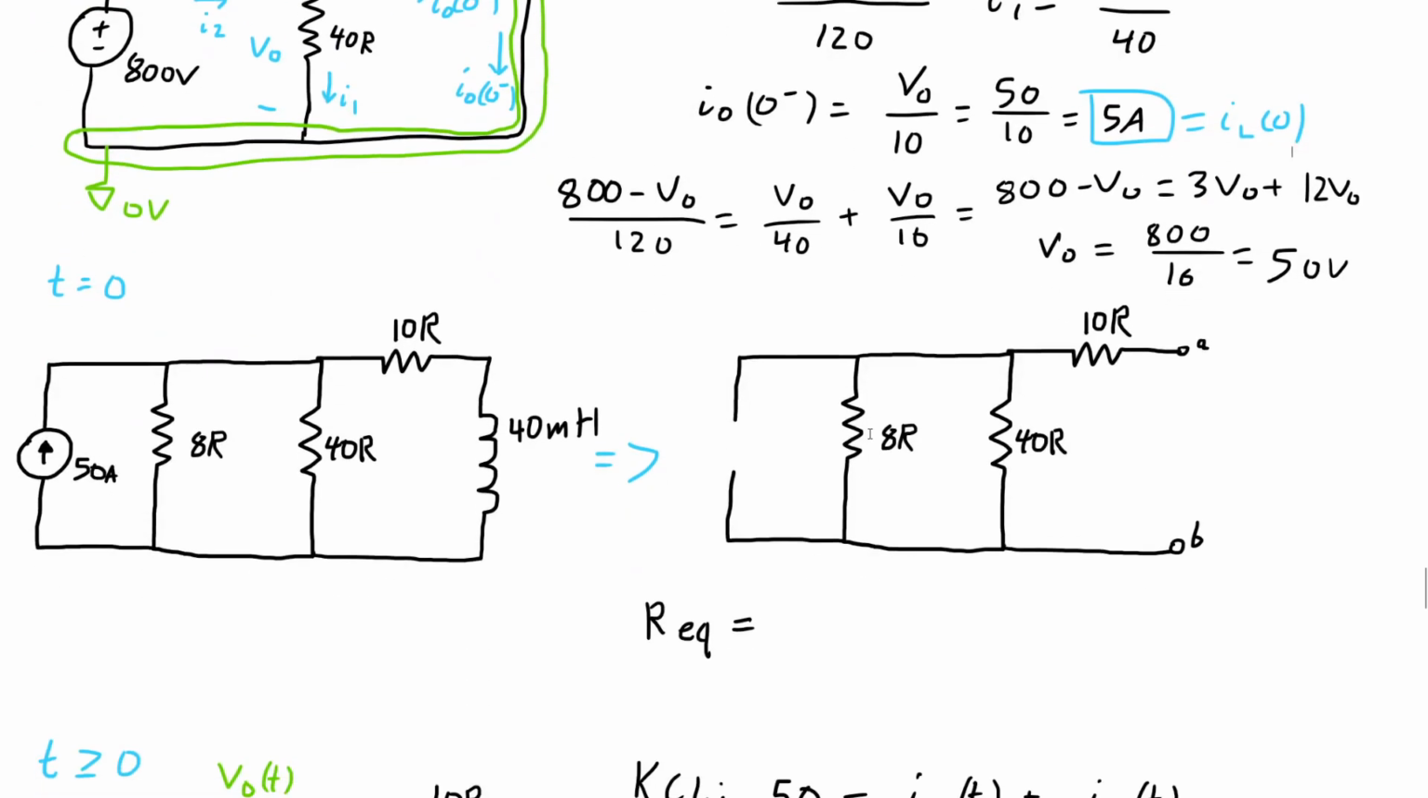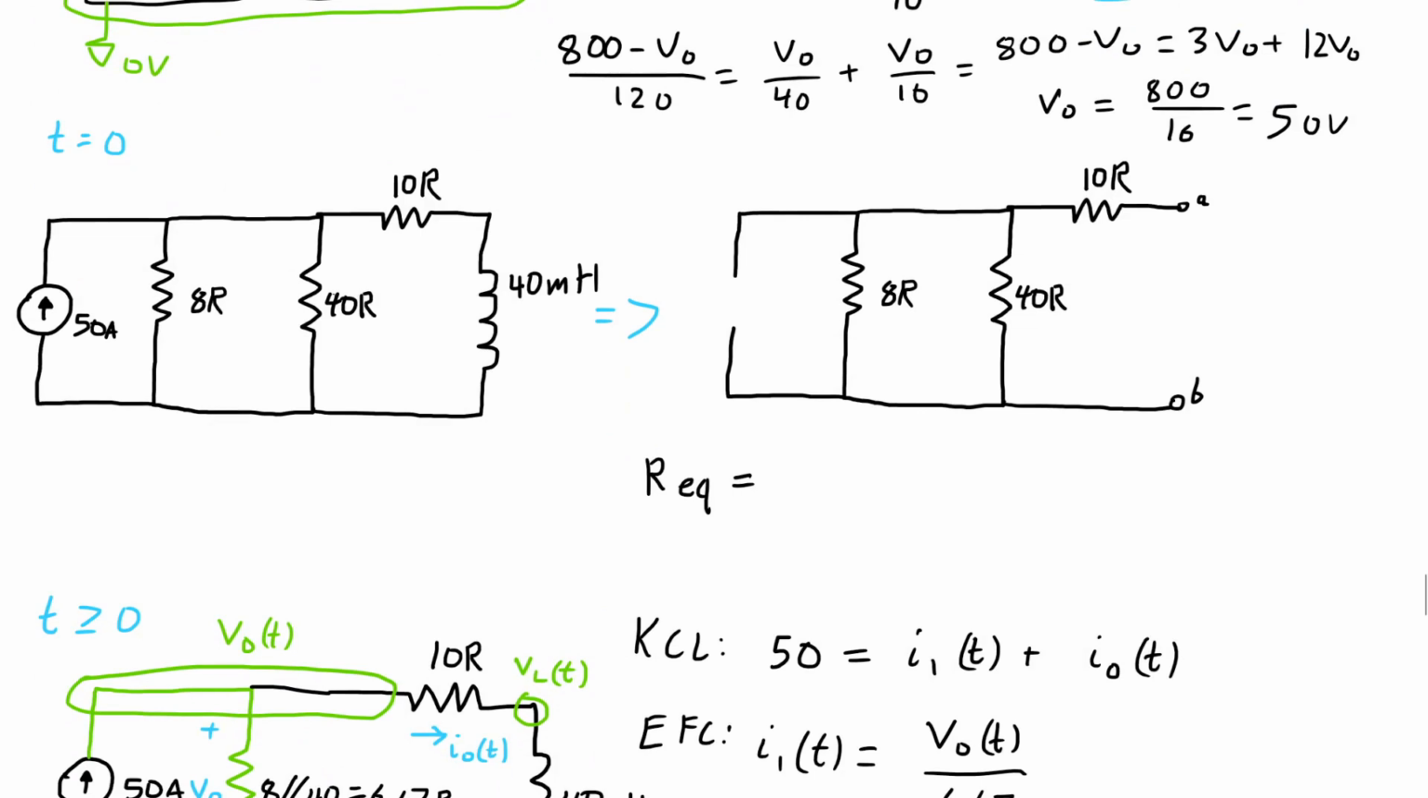Now we're going to consider, after the switch is thrown, we're going to find the equivalent resistance seen by the inductor. So we have 10 ohms in series with 8 ohms, that is in parallel with 40 ohms. I already did this calculation, so 16.67 ohms is the R equivalent. We're going to need that to find the time constant.